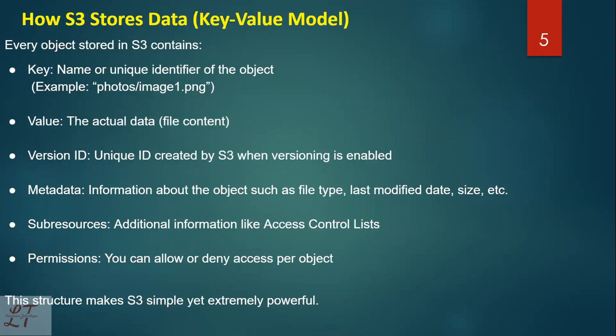So how does S3 store data? Like I said, every object stored in S3 consists of a key. The key is nothing but the name of the object. The value is the actual data or file content inside the bucket. The version ID is basically the unique ID of the object. Metadata is the information about the object. You can also have additional resources like an access control list, where you can set permissions to allow or deny access to this object. This structure makes S3 simple and yet powerful.